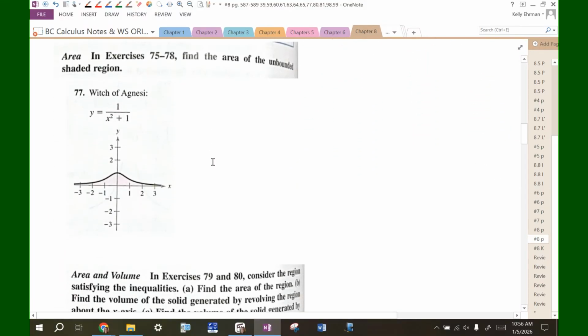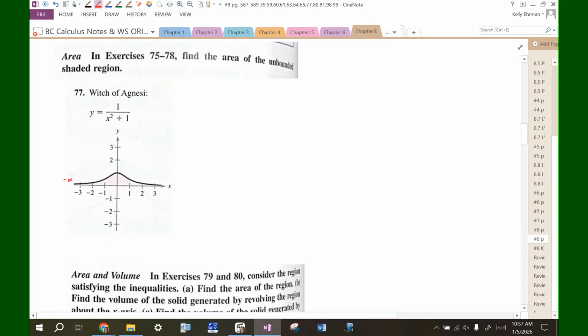All right, area. These have fun little names. So find the area of the unbounded shaded region. This one's called the Witch of Agnesi. It's the graph of 1 over x squared plus 1. It forms this nice little curve that looks almost like a normal distribution curve, though it's probably not. But what's the issue here?